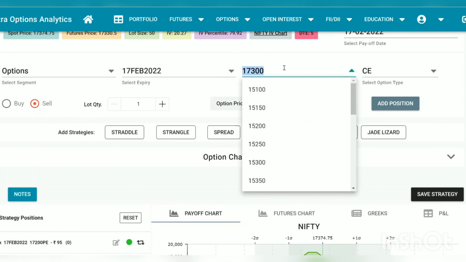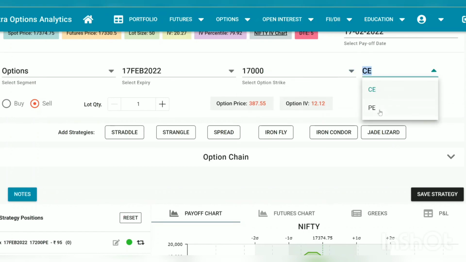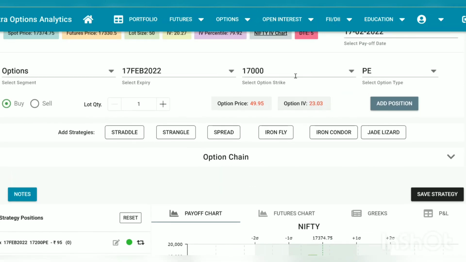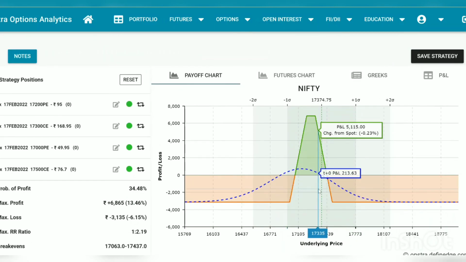So let's say I buy the 17,000 put. Okay, I go and buy over here. And it will show something like this, and 17,500. I will create a different video for such strategies. I am just trying to show you how to plot our chart and payoff chart, how to save this one, and how to use this Opstra. Okay, so this is a very good strategy.